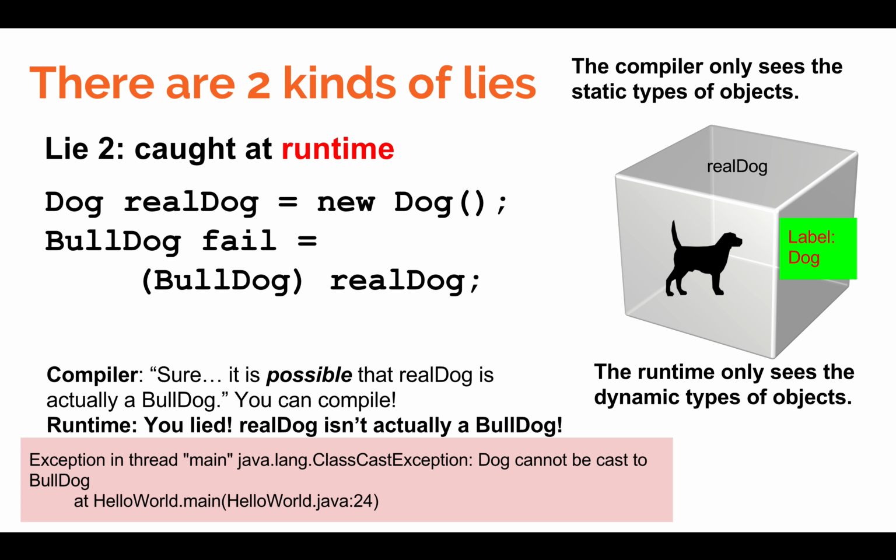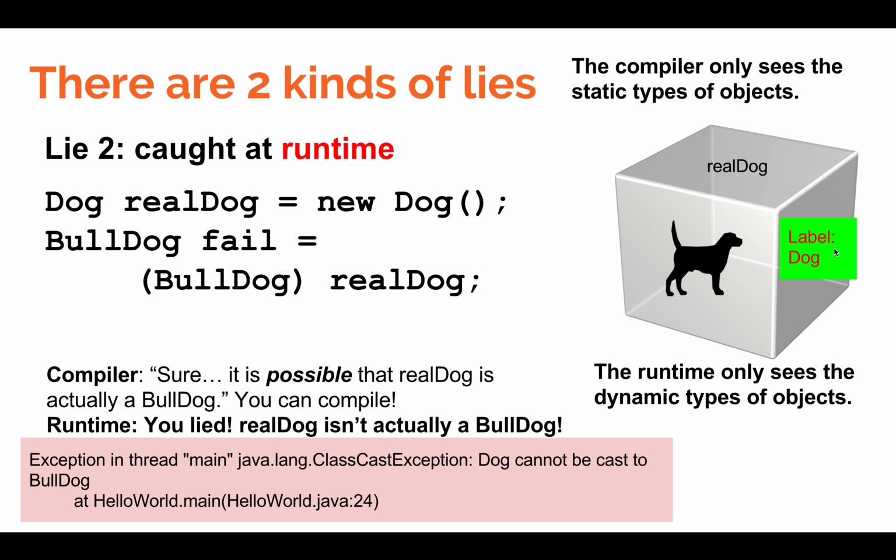Yes? So for example, if real dog's dynamic type is, say, small bulldog, would there still be a class cast exception? It's a great question. What if real dog's dynamic type is small bulldog? Is this a problem? No, because a small bulldog is a bulldog, right? So if you're saying that, hey, look, there's actually a small bulldog inside there, and you relabel that box. So casting is like relabeling this box, right?